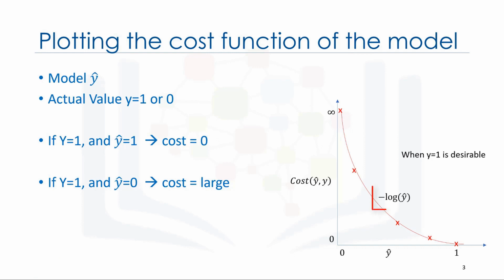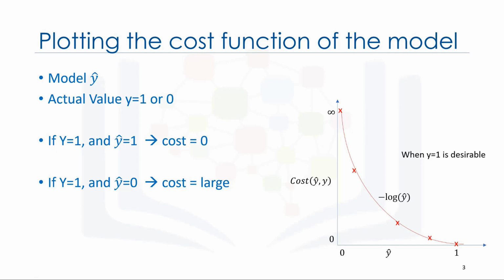We can see that the minus log function provides such a cost function for us. It means if the actual value is 1 and the model also predicts 1, the minus log function returns 0 cost. But if the prediction is smaller than 1, the minus log function returns a larger cost value.